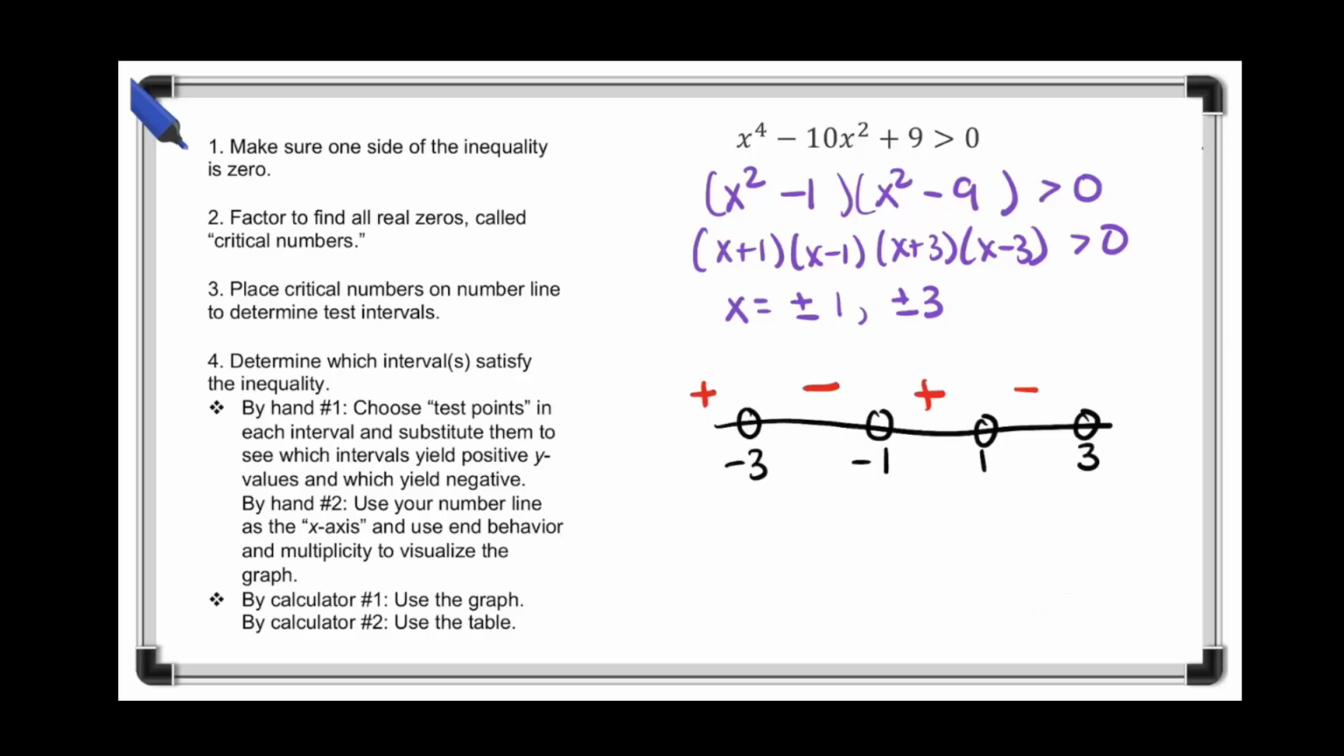So now from 3, we'll pick 5. So 5 squared minus 1 is a positive. 5 squared minus 9 is a positive. So that'll get me a positive answer.